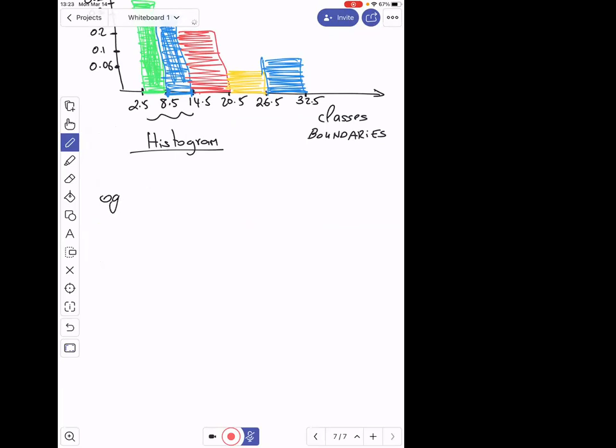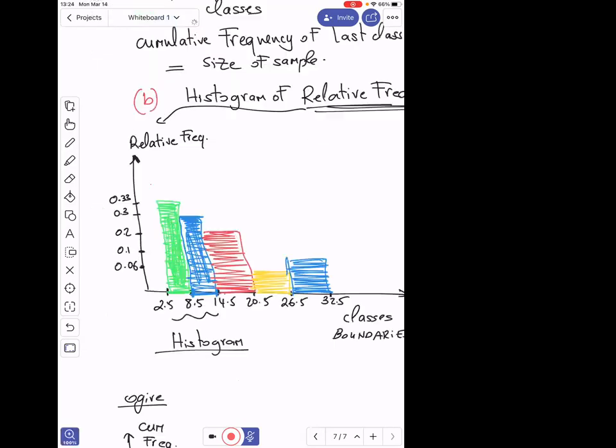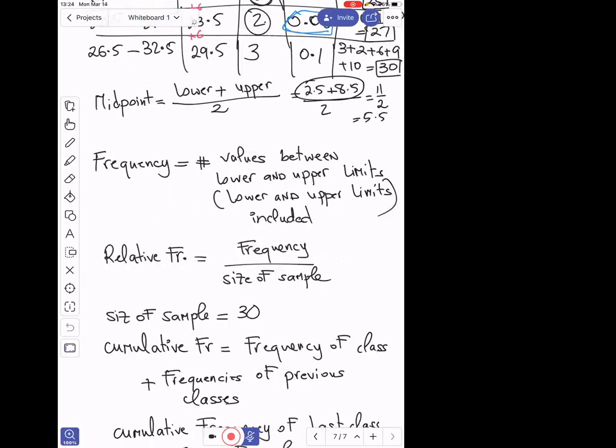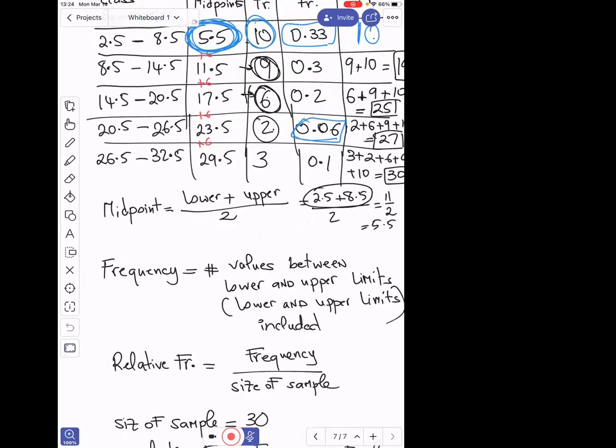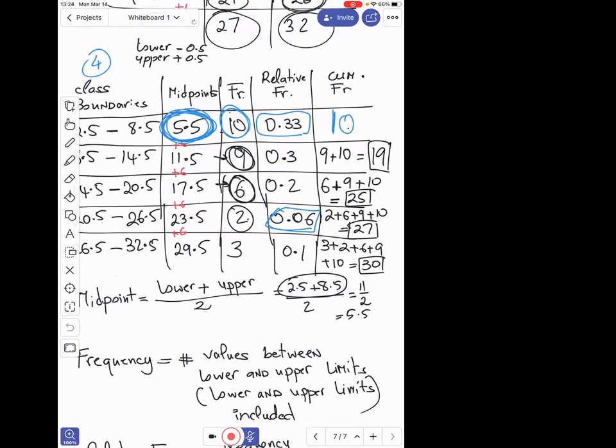So the ogive. Again, on the horizontal axis, we have the class boundaries: 2.5, 8.5, 14.5, 20.5, 26.5, and 32.5, right? And the vertical axis, of course, is the cumulative frequency in the ogive. So the values are like 10, 19, 25, 27, and 30, right?